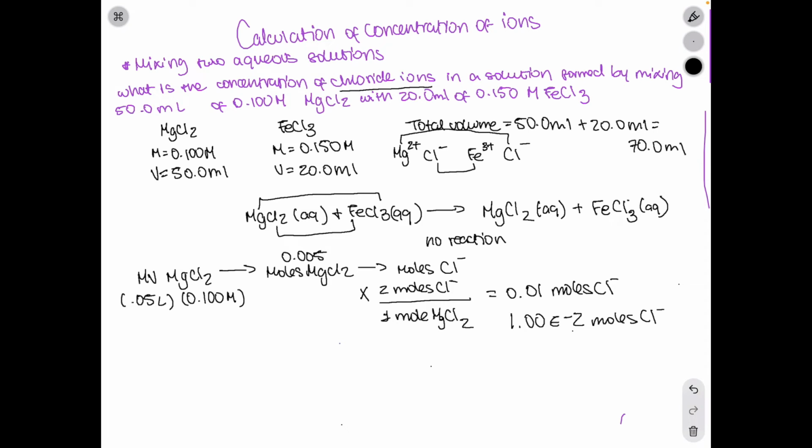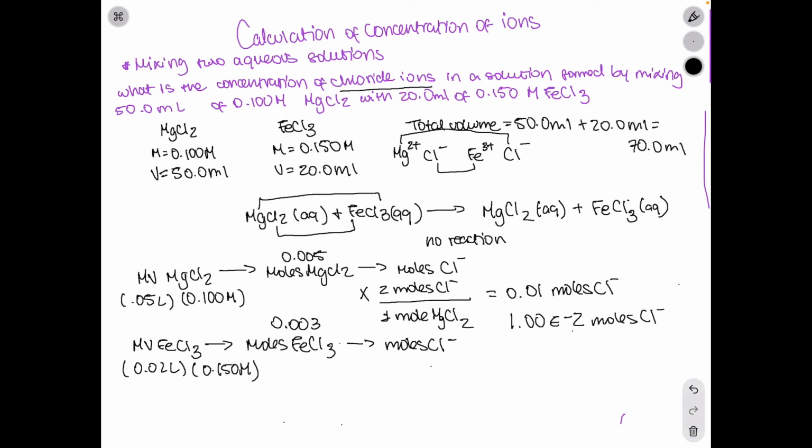Okay, so then what we do now is the same thing. We do the same thing for iron chloride. So it would be the moles of iron Cl3, then moles of chloride. We also change the 20.0 ml to liters, so you divide it by 1,000. It's gonna be 0.02 liters, and then multiply by 0.150 molarity. It's gonna give me 0.003 moles of iron chloride.